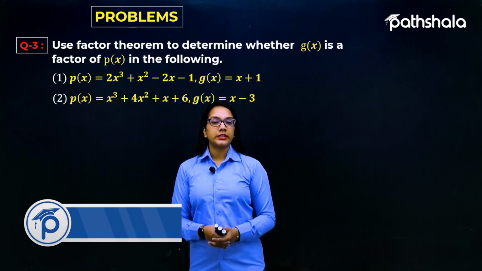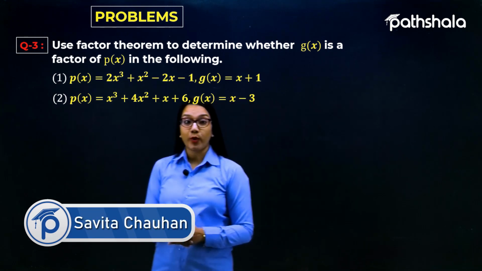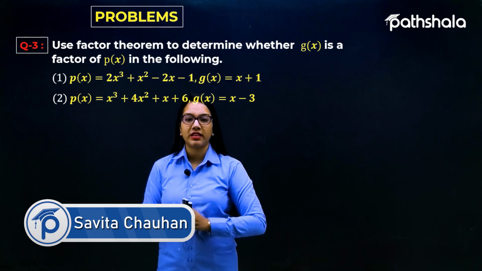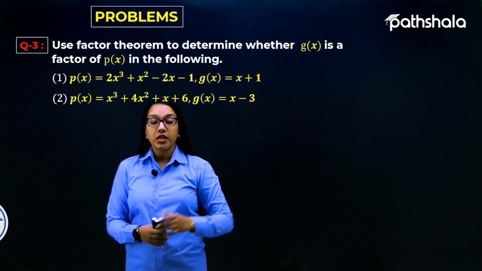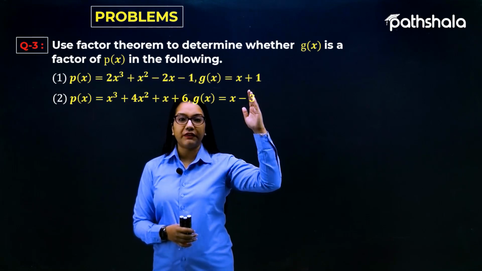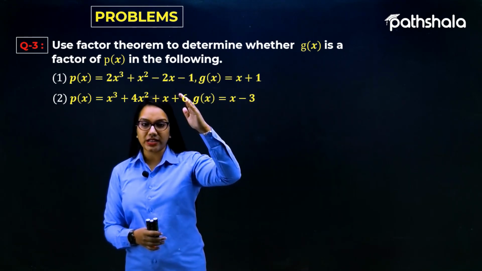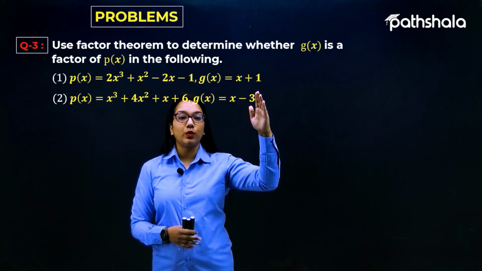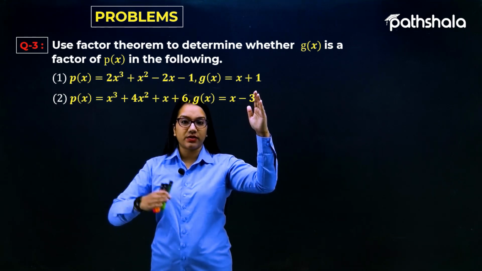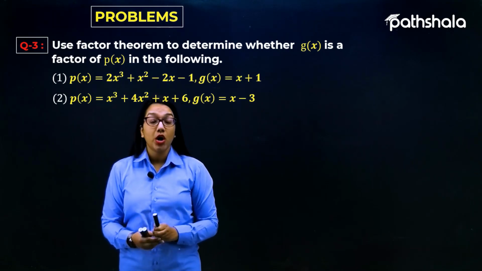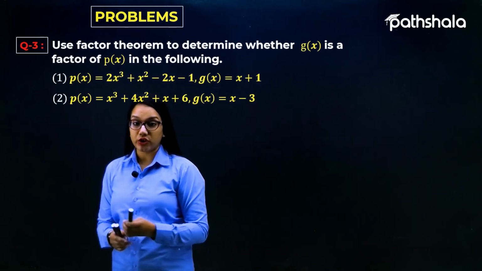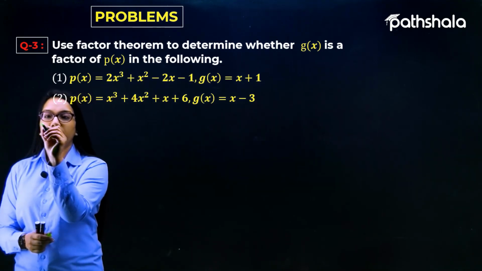So question number 3 says use the factor theorem to determine whether g of x is a factor of p of x in the following or not. Let us suppose we are talking about the very first part. So g of x is a factor of p of x if x equal to -1 will satisfy the polynomial p of x. So let us suppose we are talking about the zeros of g of x for the very first part.